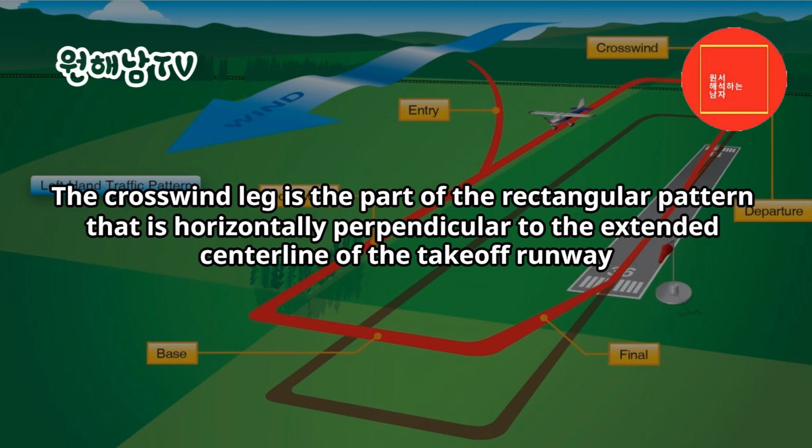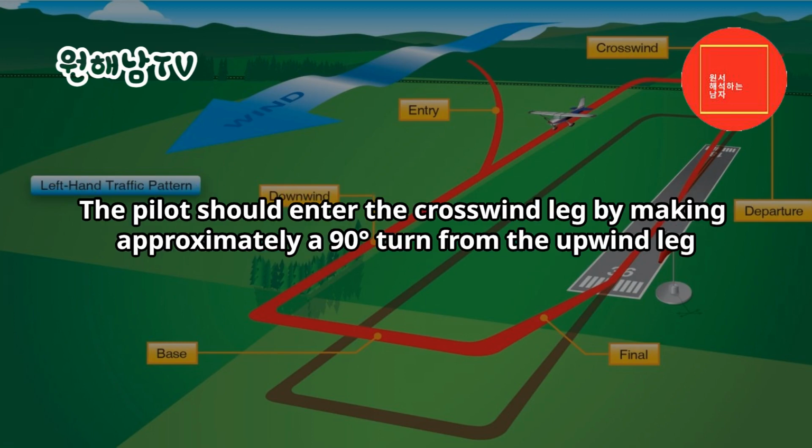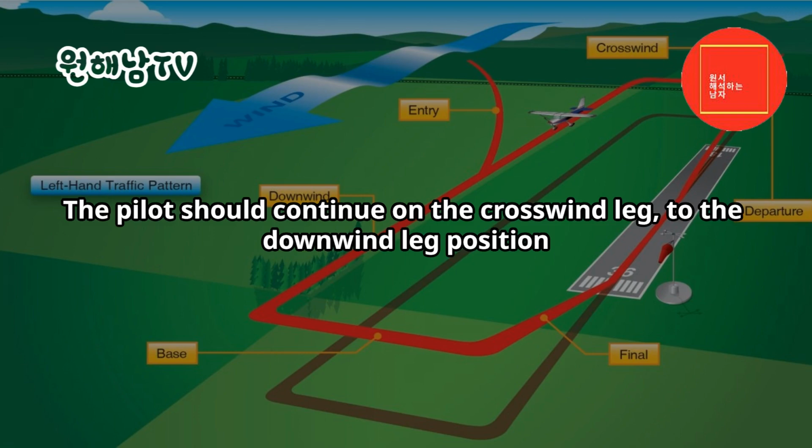The crosswind leg is the part of the rectangular pattern that is horizontally perpendicular to the extended centerline of the takeoff runway. The pilot should enter the crosswind leg by making approximately a 90 degrees turn from the upwind leg. The pilot should continue on the crosswind leg, to the downwind leg position.